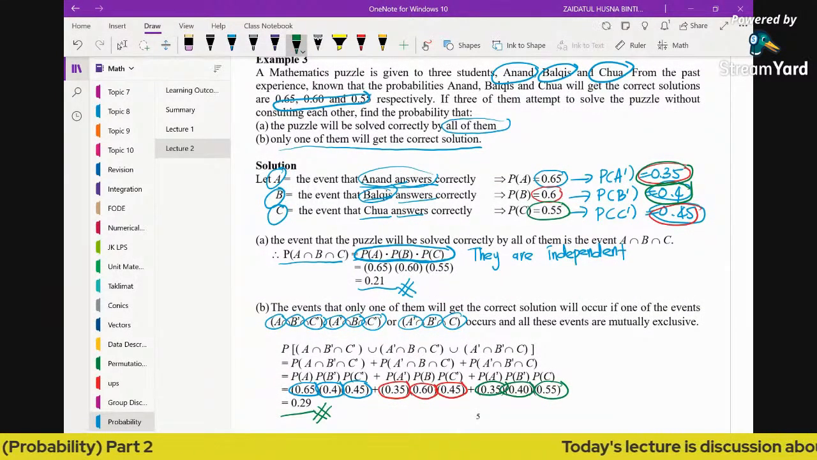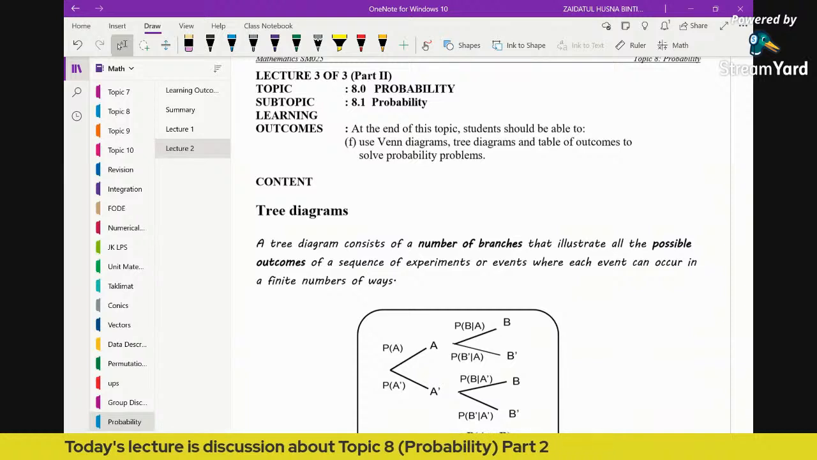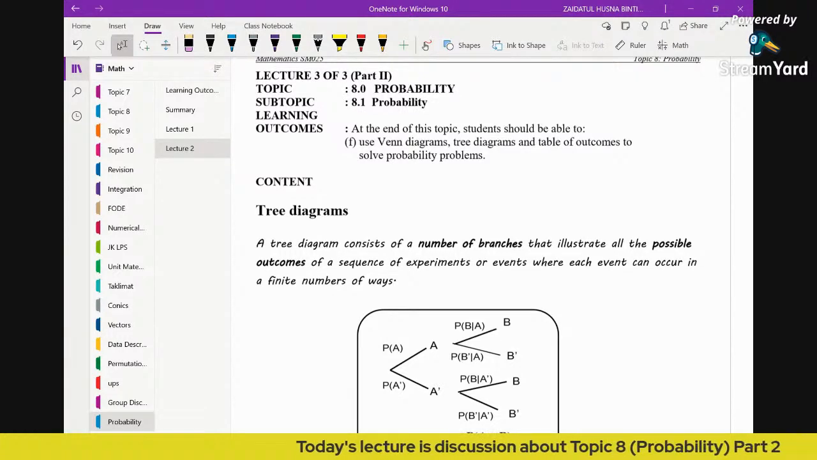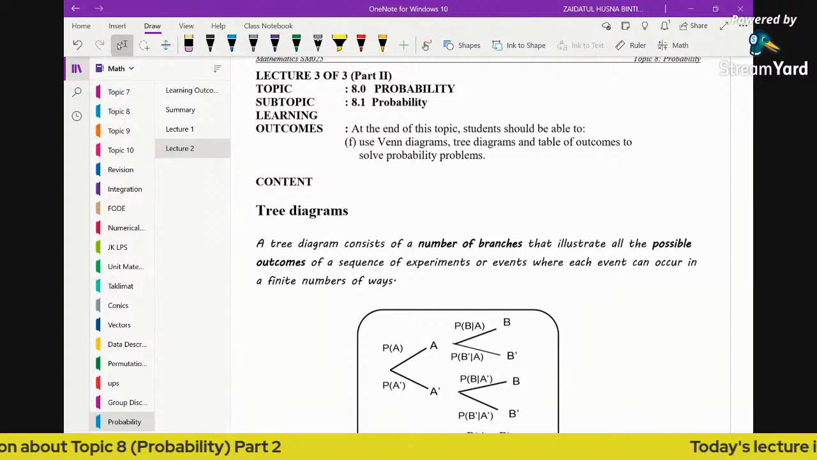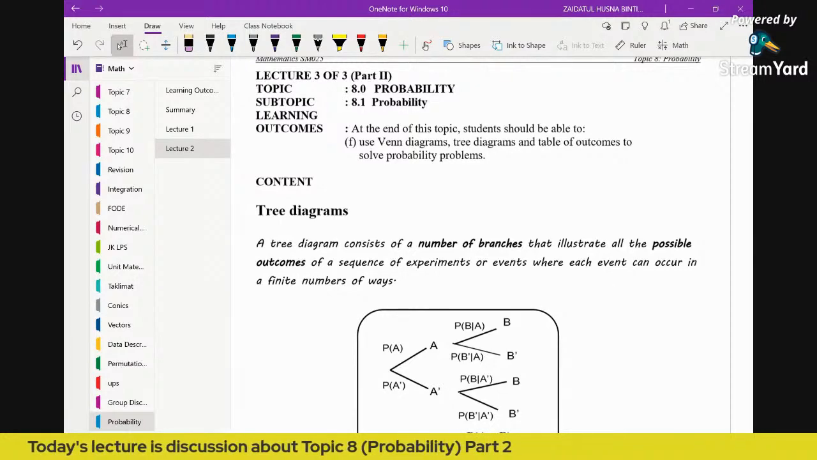Alright, so now coming to the next one. So this is our last learning outcome for today. How to use Venn diagram, tree diagram and table of outcomes to solve probability problems. So whenever you come across topic 8 questions, first thing first, you identify what method to apply, or what diagram can we use to picturize the situation. It's because to understand the situation better, we need a diagram. It's either Venn diagram, tree diagram, or table of outcomes, also known as contingency table. So now let's go through one by one method.